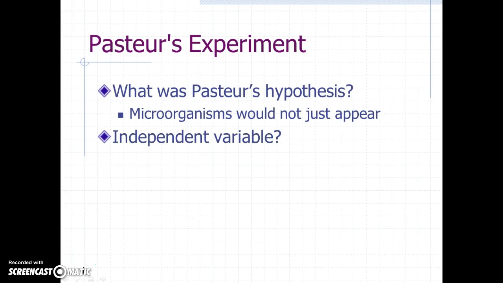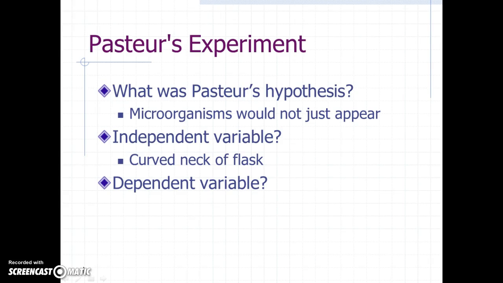The independent variable, remember that's the thing that he changed, is going to be the curved neck of the flask. And the dependent variable is the thing he was looking for. And just like in the other experiments, it's whether or not there were microorganisms.